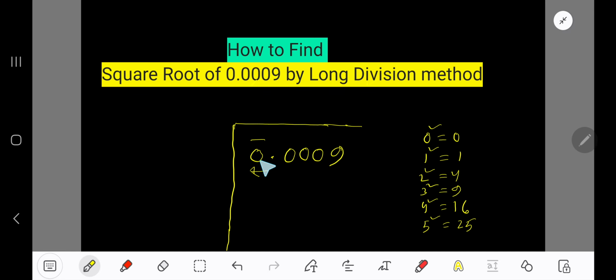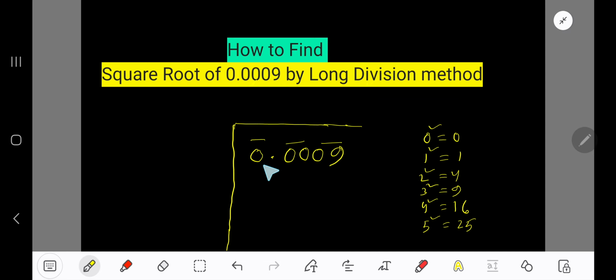We have only a single digit, but this is one pair. You can consider a 0 here, but you don't need this. After the decimal you need to make pairs from this side, 2 pairs. Totally you have 3 pairs.